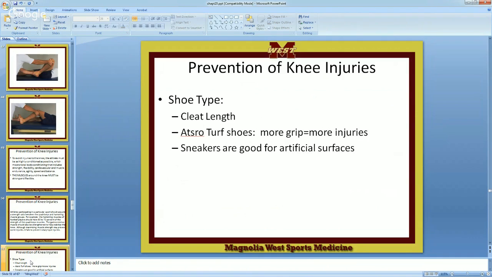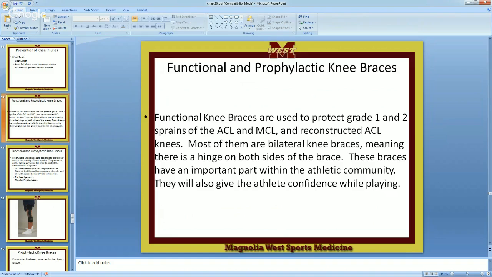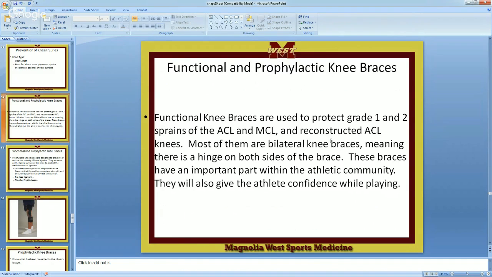51, considering knee injuries, what do you need to think of as far as shoes? Okay. 52, slide 52. Functional and prophylactic knee braces. Okay. This is designed to prevent or reduce the severity. Which one is that? That's prophylactic. So you see that on slide 53. You'll also notice that on 51, functional knee braces are used to protect against grade 1 and grade 2 sprains of the ACL and MCL.